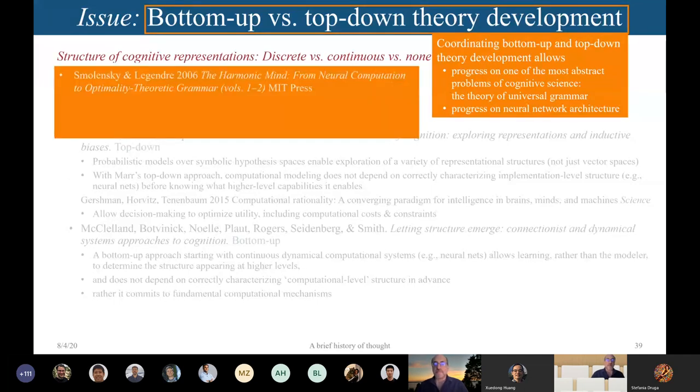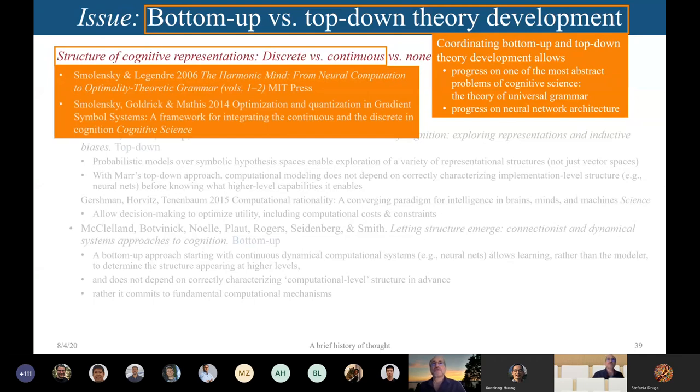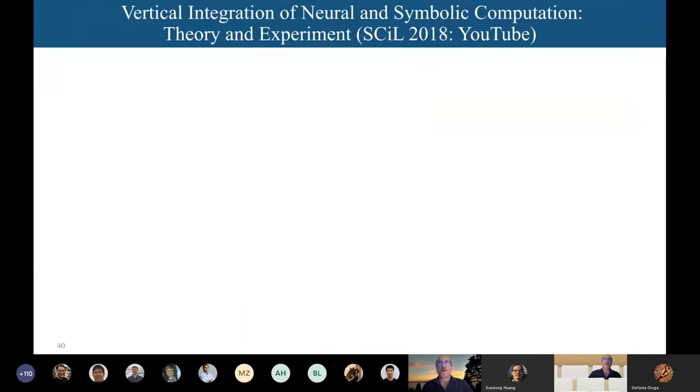This argument was made in a two-volume book published in 2006. Later work here took on unification of discrete and continuous structure in cognitive representations. Okay, so this, which is my final slide before the summary, is an elaboration of the summary slide of a talk you can watch on YouTube for more information. It was presented at the inaugural meeting of the Society for Computation in Linguistics.